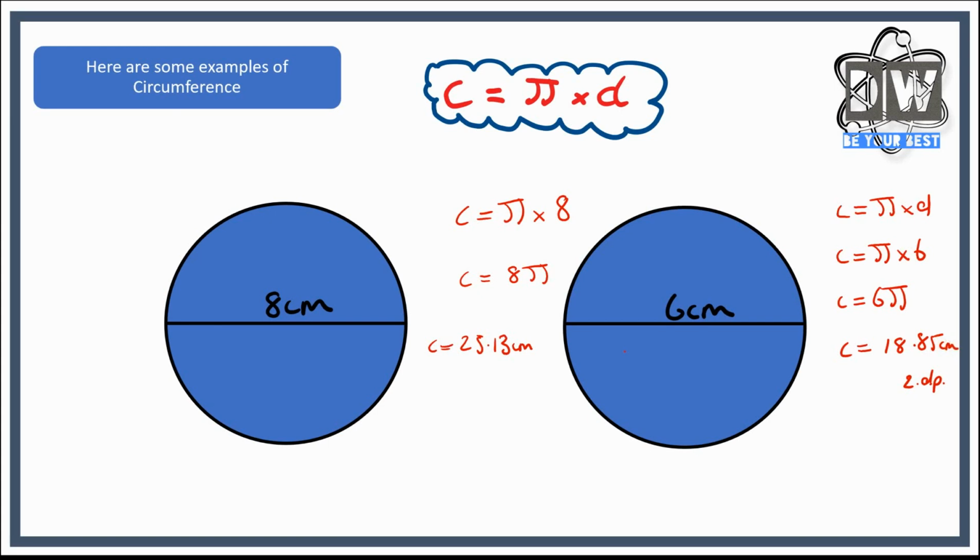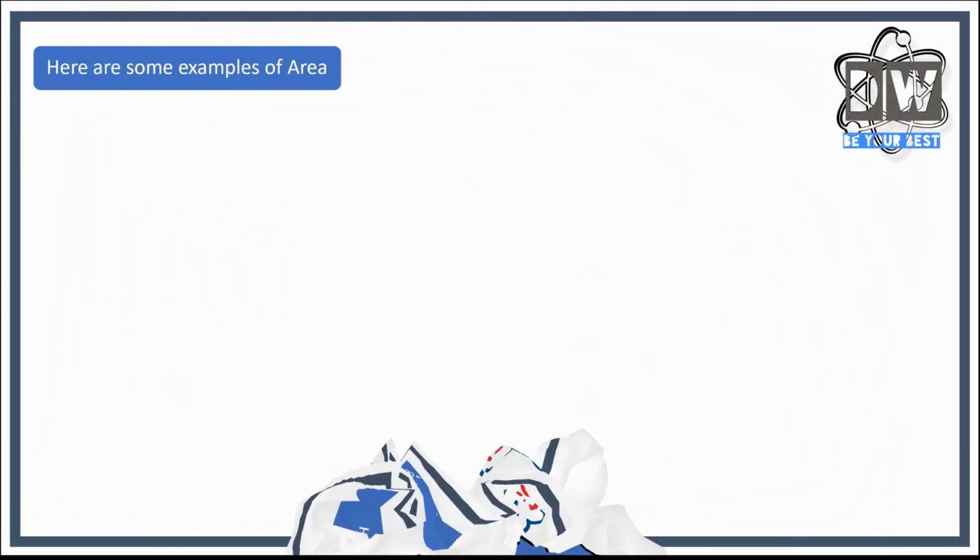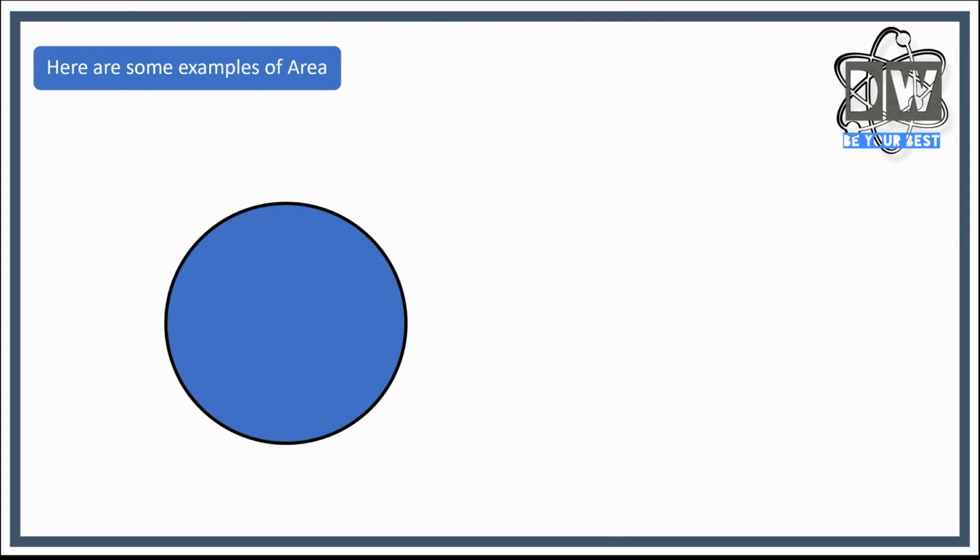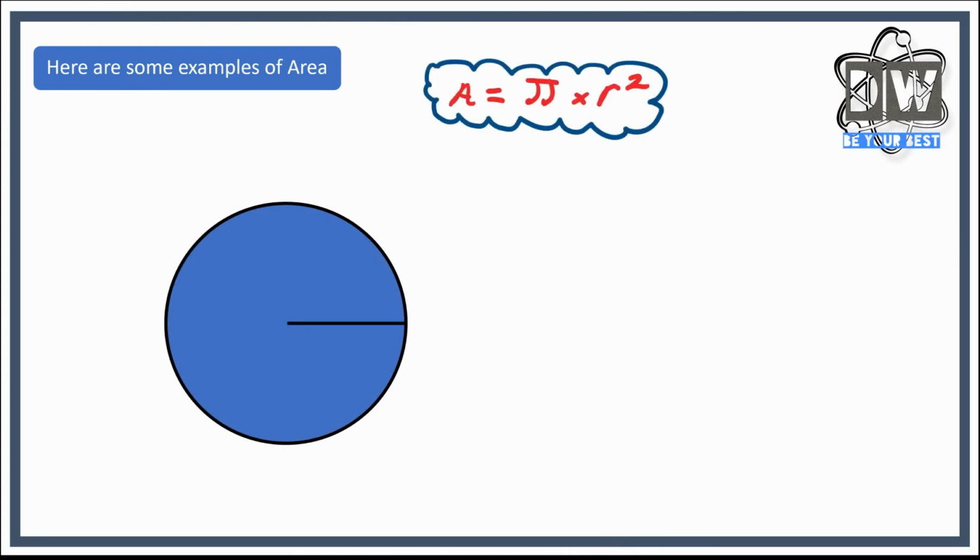And that is it. That's as easy as it is. Nice and easy. Use the formula, take out the diameter and put in the number. So we're going to move on. How about some area examples now? The formula for area is a little bit different.